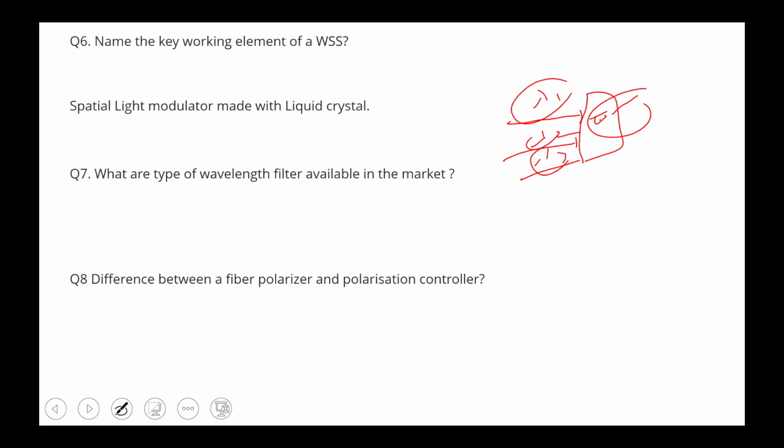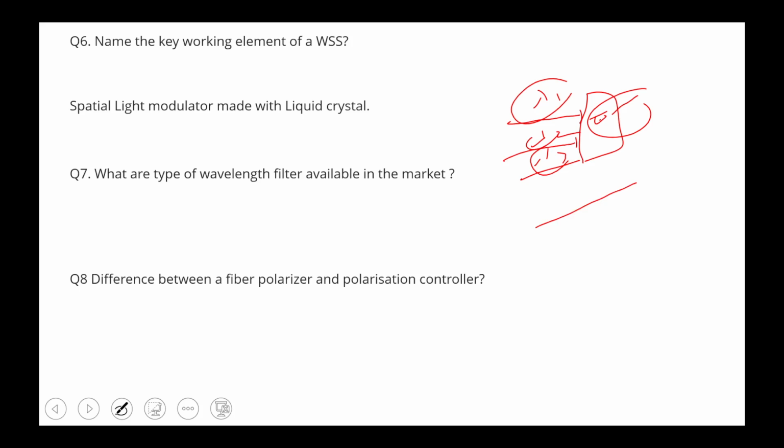Band pass filter. Yes, we can use the band pass filter, a tunable band pass filter, where we can tune the frequency. Or, most probably, nowadays we use the fiber Bragg grating.